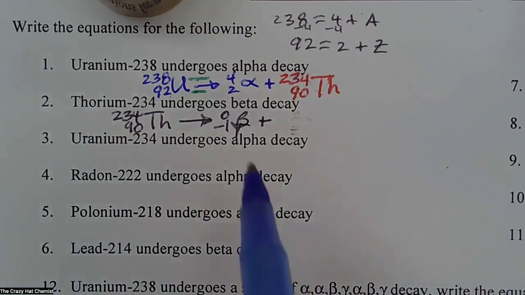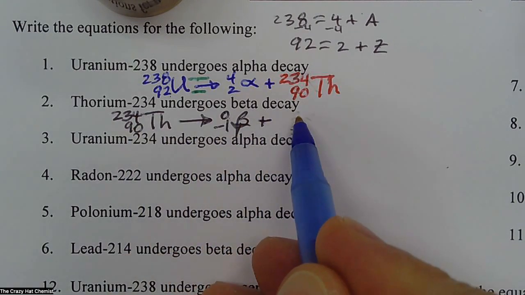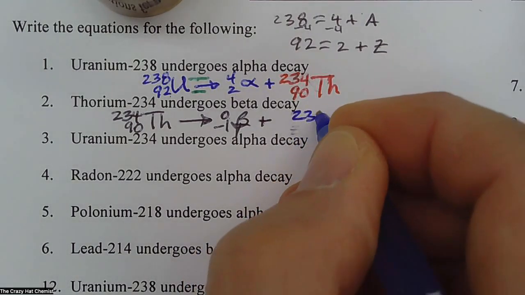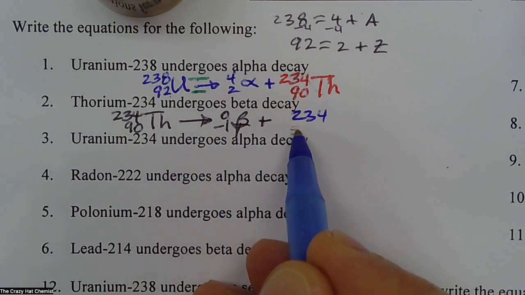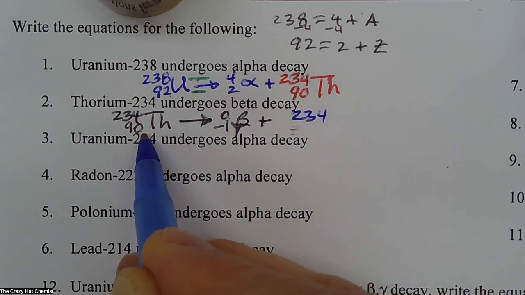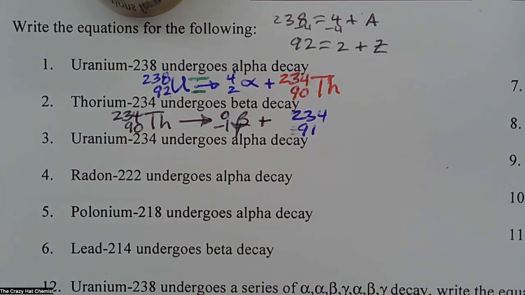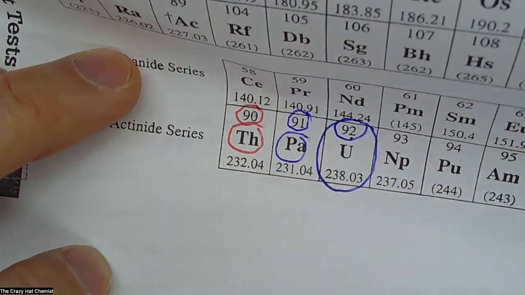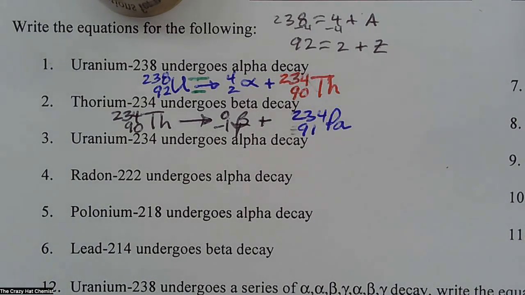Okay, and so we've got 234 is equal to 0 plus A. And so we're solving for A. A is 234. Fantastic. 0 is equal to -1 plus Z, and so we're going to add 1 to both sides. That will be 91, and we got 91 right there. We're going to look on our periodic table for element number 91. And that's right here, element number 91, and that's PA. Really simple there. So that's PA. Fantastic. Done with that one.